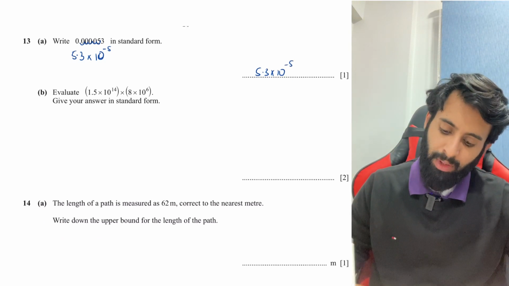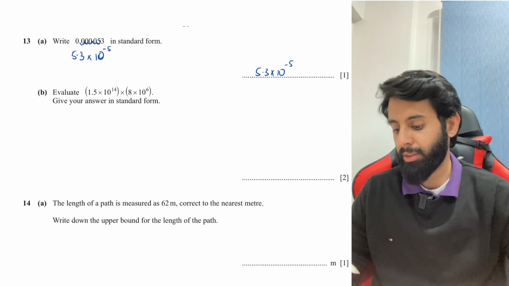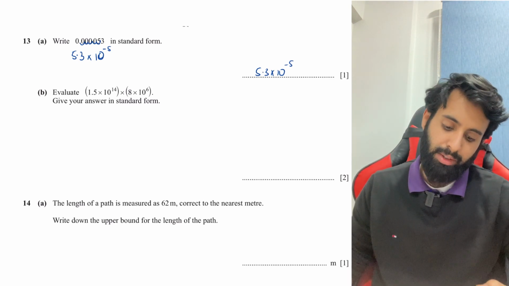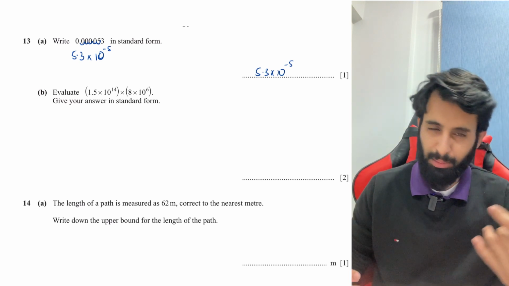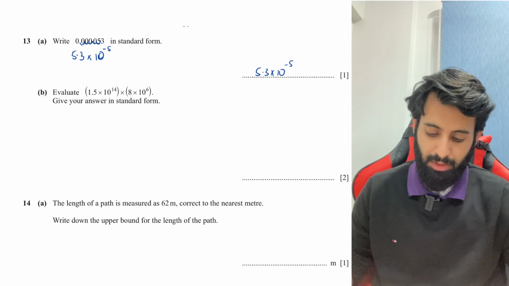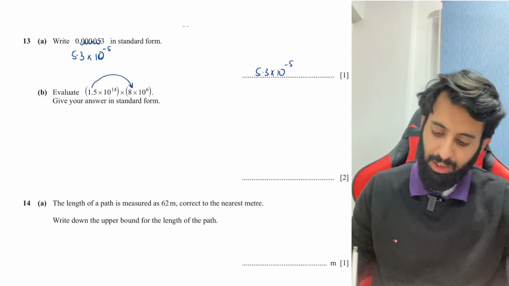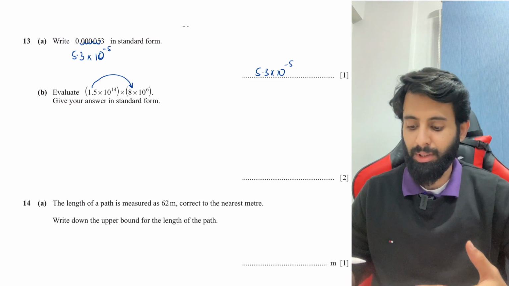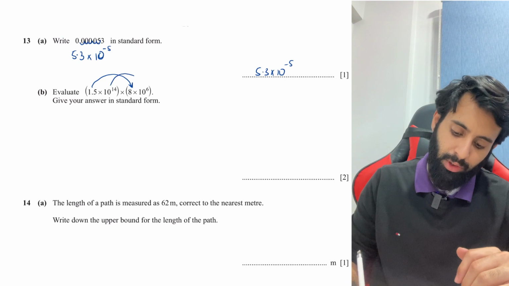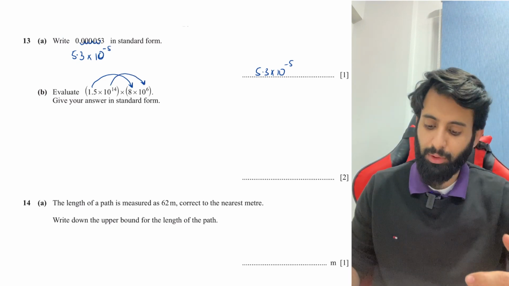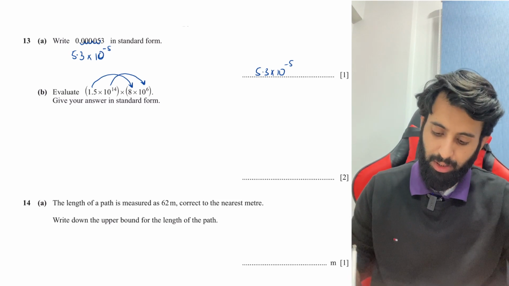Great. Okay, now evaluate. So you have a number which is in standard form being multiplied by another number which is also in standard form. For this, just remember apples with apples and oranges with oranges. If you've been following my videos, that's something you've heard over and over again. So 1.5 times 8 basically means that you're multiplying the apple in the first number with the apple in the second number, and 10 to the power 14 multiplied by 10 to the power 6 is basically the orange that I referred to earlier.